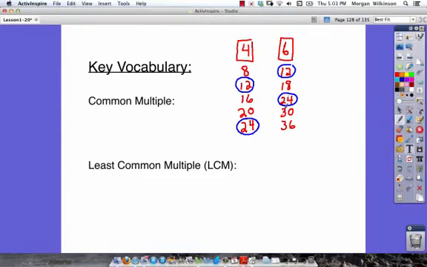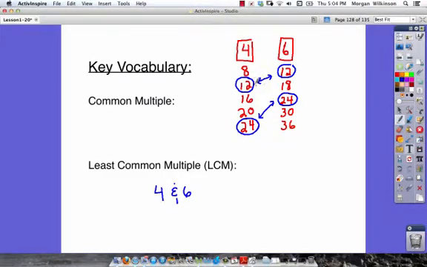We could keep going with this pattern and figure out what common multiples they have. Let's put some arrows here to show that they're exactly the same. That's a common multiple. So we're going to use this as our definition for a common multiple. Now, what is the least common multiple? The least common multiple of 4 and 6 must be equal to 12, because it's the smallest common multiple.